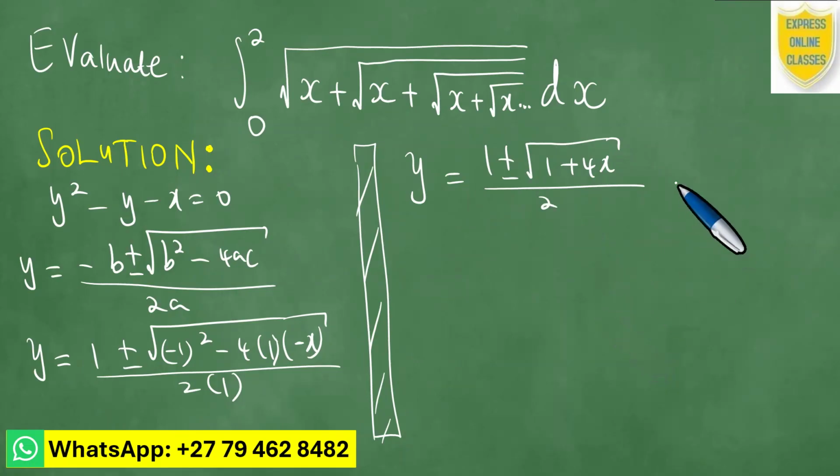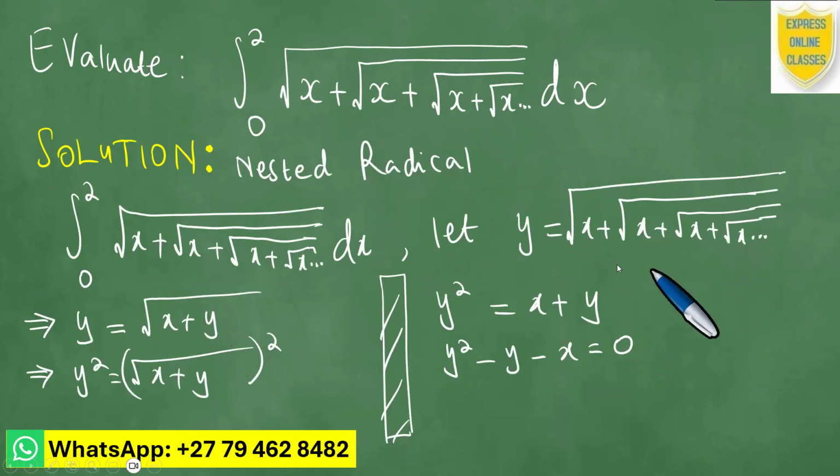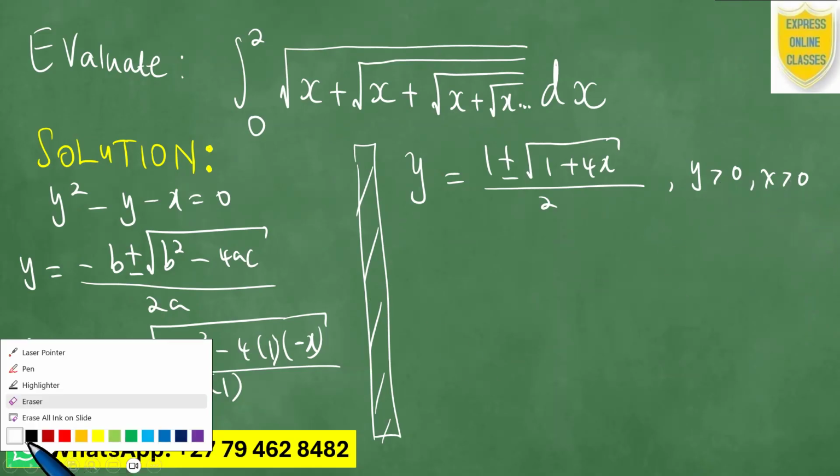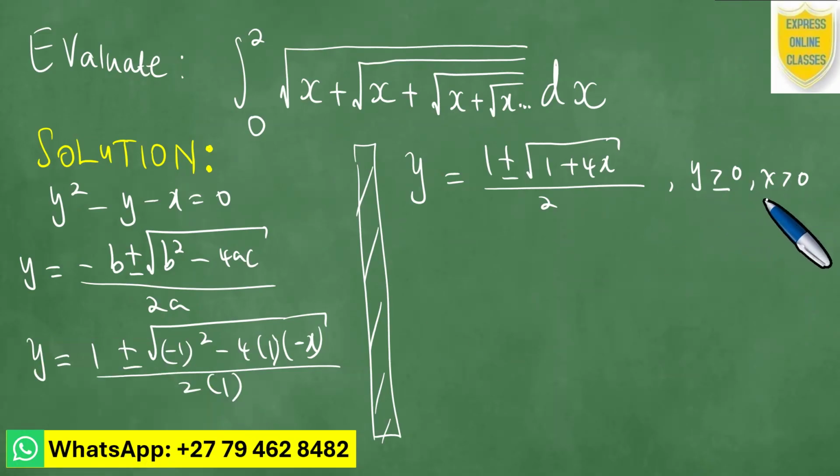Right, and we note that our y, the nested radical, is greater than or equal to 0, but also we require that x is greater than or equal to 0. So y is greater than or equal to 0 together with x greater than or equal to 0. What do we then observe out of this? We can make a couple of further observations.